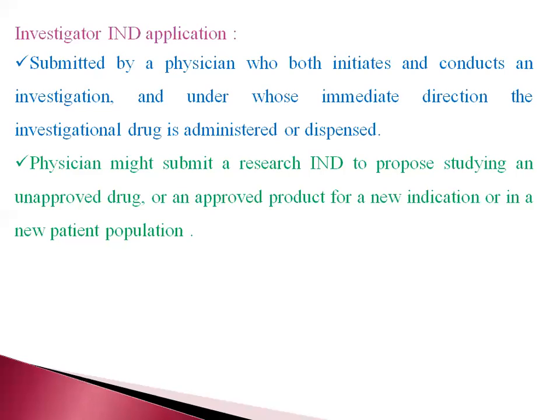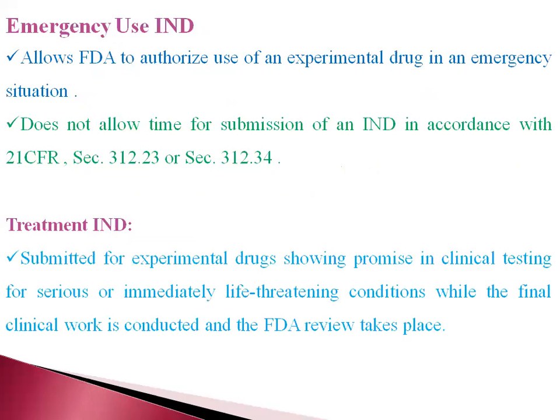A physician might submit a research IND to propose studying an unapproved drug or an approved product for a new indication or in a new patient population. So he can study for different reasons. If the chemical entity is unapproved, in that case also he can file an investigator IND application. Secondly, if the drug is already approved, but it has another pharmacological action, a new indication, in that case also he can file an investigator IND application. So this is the first type.